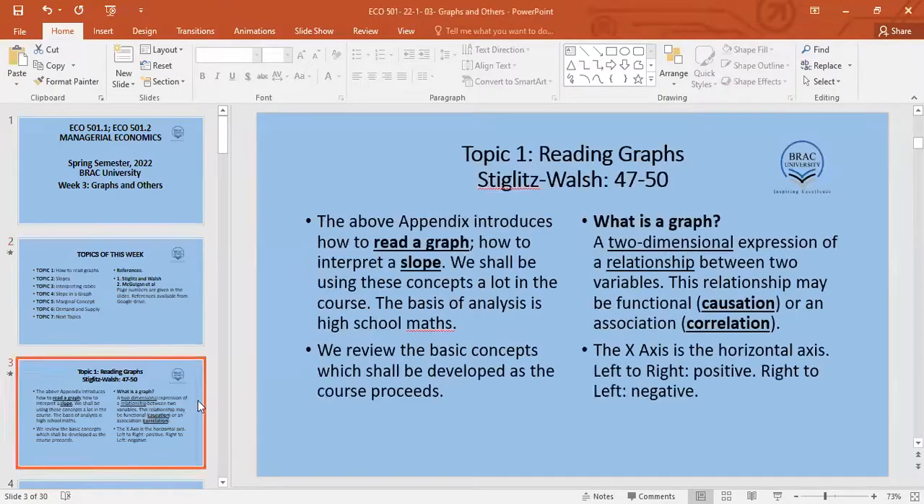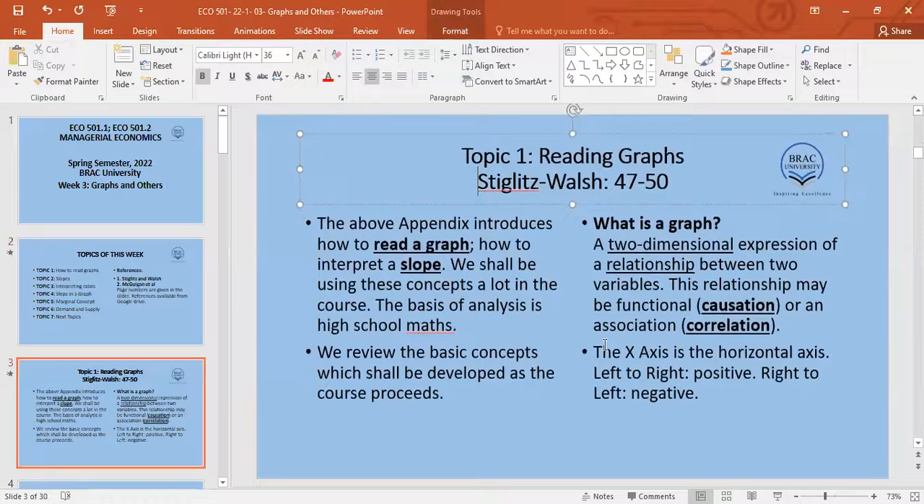Okay, so first of all, this is from Stiglitz and Walsh, pages 47 and 50. It's just a little appendix that introduces how to read a graph and how to interpret a slope. So once we do a graphical analysis, we also have to know what a slope is and how that slope can be interpreted with economic logic. And the basis of our analysis will be high school maths.